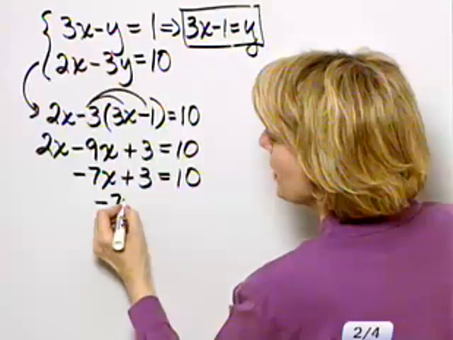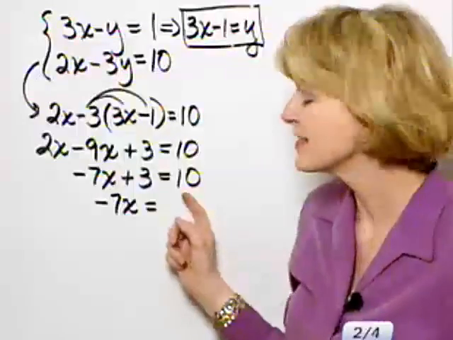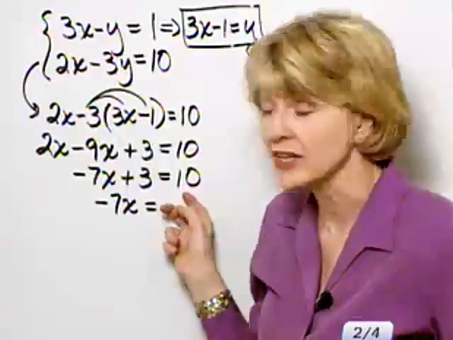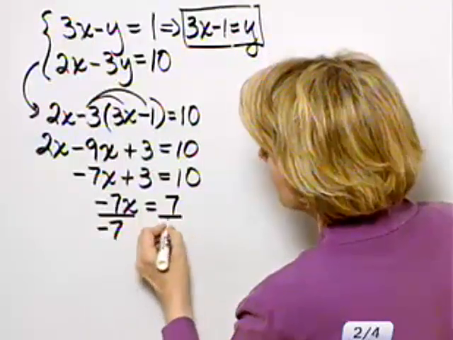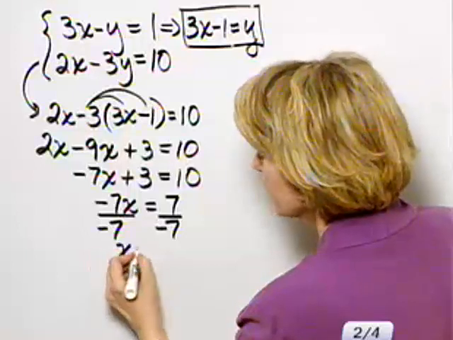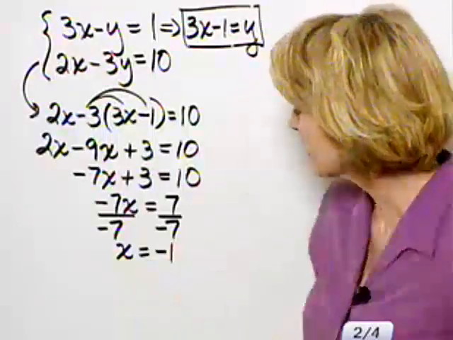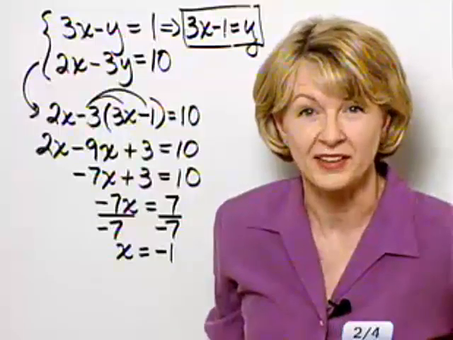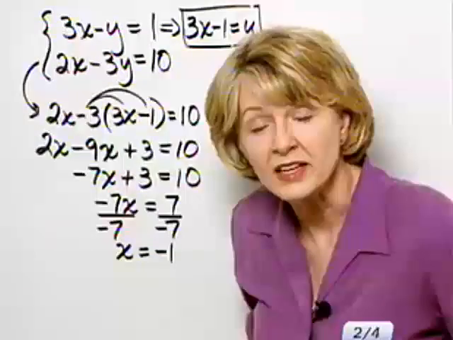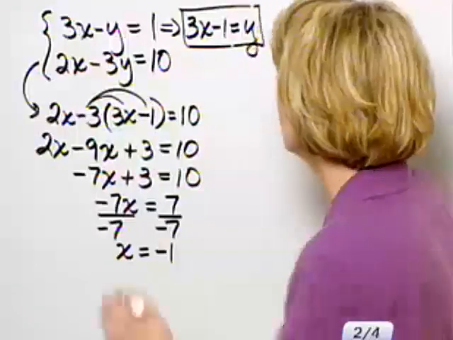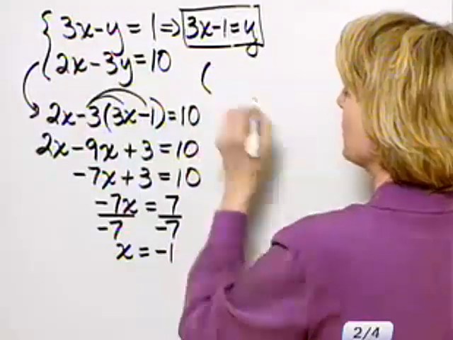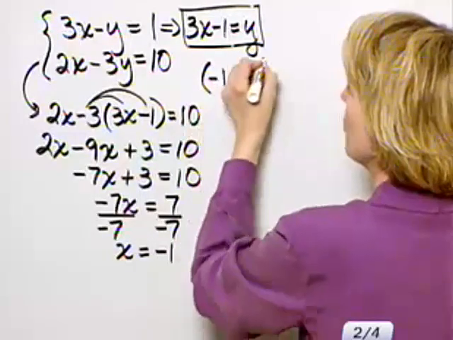Let's now subtract 3 from both sides, and I'll have 10 minus 3, or 7. And then divide both sides by the coefficient of 7, and I'll have that x is -1. This is the x value then of the single ordered pair solution of this system. So thus far we know x is -1.